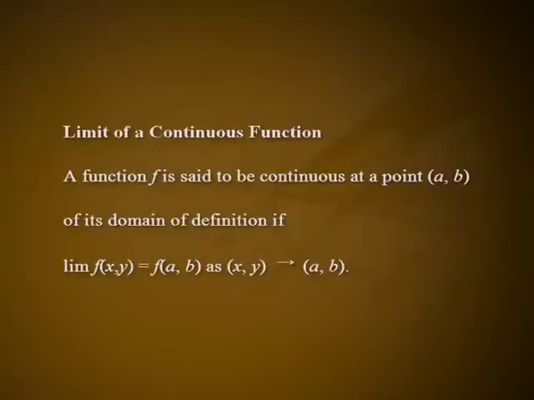Limit of a continuous function. A function f is said to be continuous at a point (a, b) of its domain of definition if the limit of f(x, y) is equal to f(a, b) as the point (x, y) tends to the point (a, b). That is, the limit of the function is equal to the value of the function.